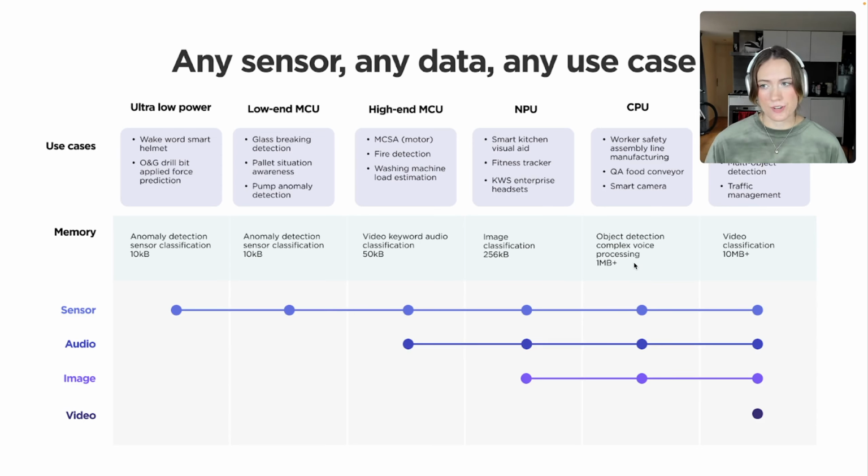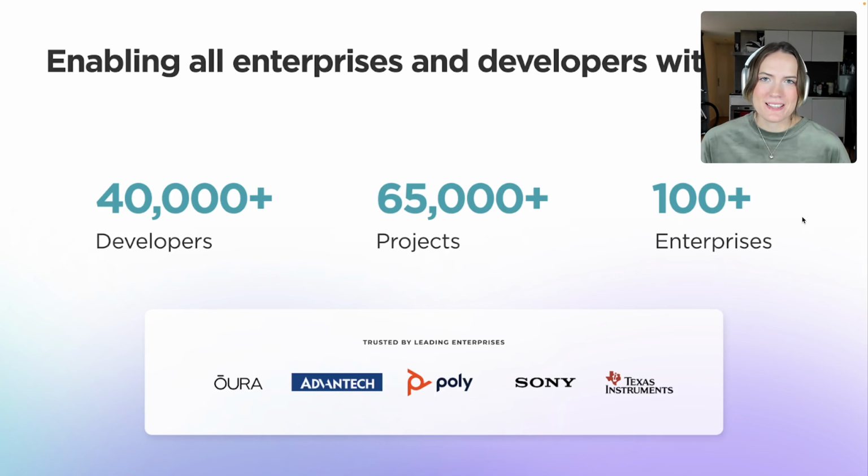Edge machine learning can empower almost any use case. Depending on your hardware constraints, if you have an ultra low power device, you can do things like anomaly detection or sensor classification, all the way up to a GPU where you can do things like video classification for object detection and image classification directly on the edge. Edge Impulse is enabling all enterprises and developers to quickly create these solutions and deploy them rapidly to the edge.